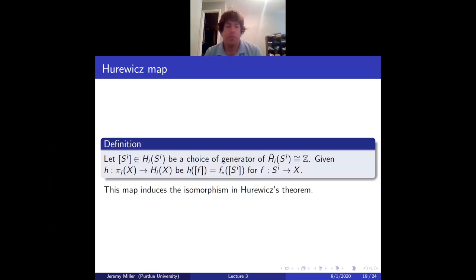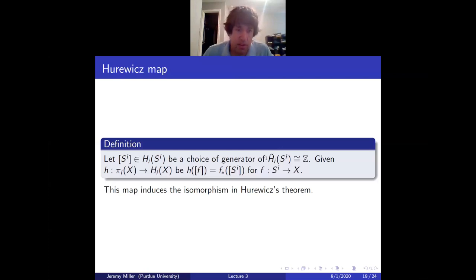So this thing, bracket S^i, is going to be a preferred choice of generator of the reduced homology of S^i in degree i, which is just Z. I'm saying reduced homology so that the statement works when i is 0. Not that we really care about i equals 0.